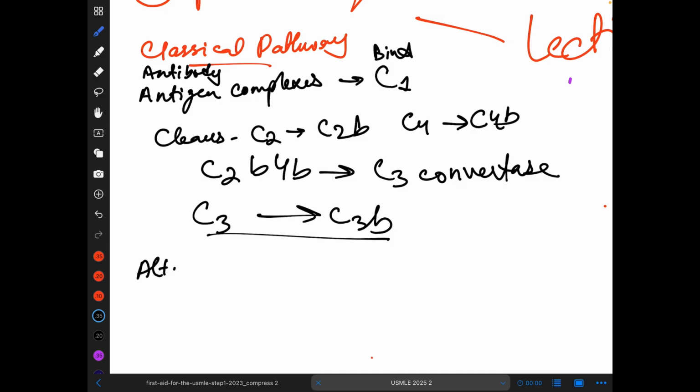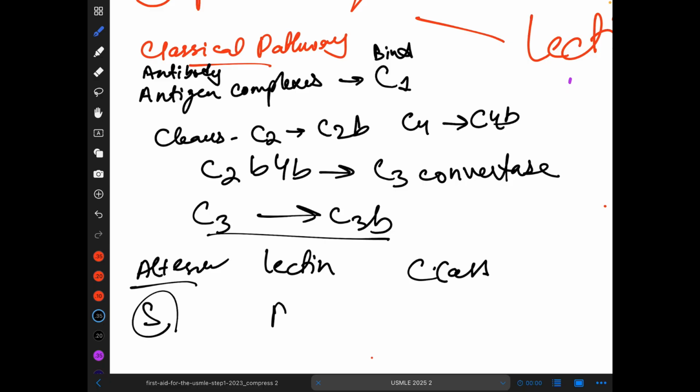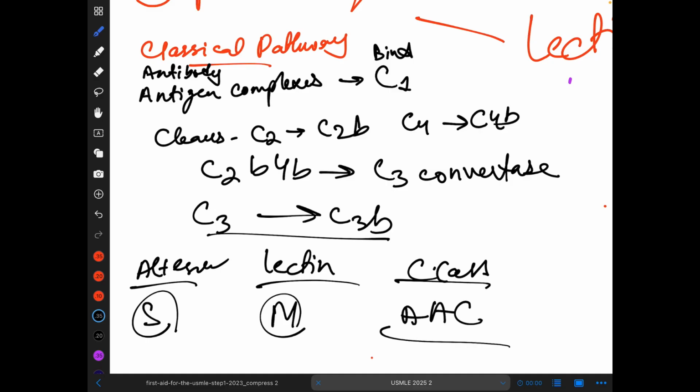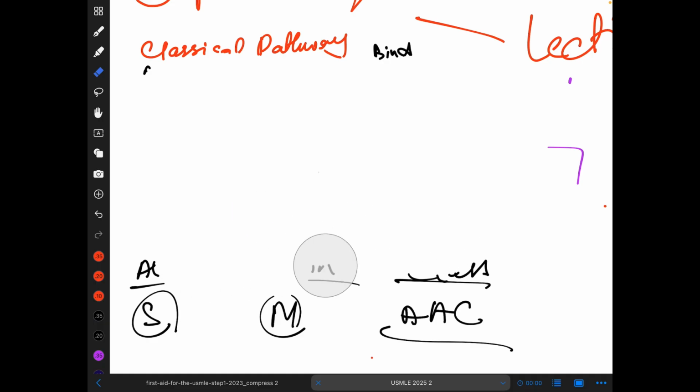Again, there are three pathways for the activation of C3. First is alternative, second is lectin, and third is classical. In the alternative, it goes spontaneously. In lectin, there is a mannose binding lectin, and in classical, they use antibody-antigen complexes for the activation of C3 into C3b. And the important enzyme is C3 convertase. Hope that is understood. And we are talking about C1.